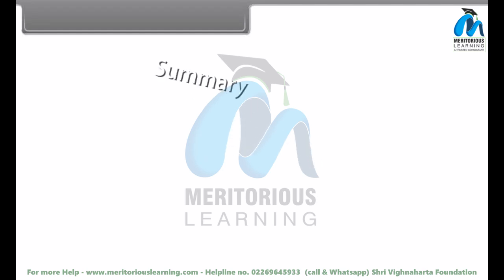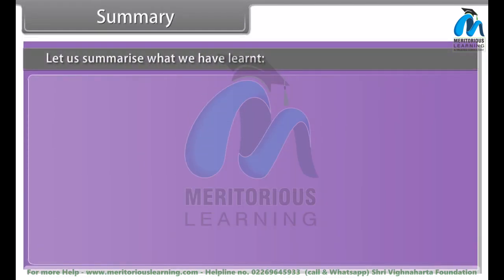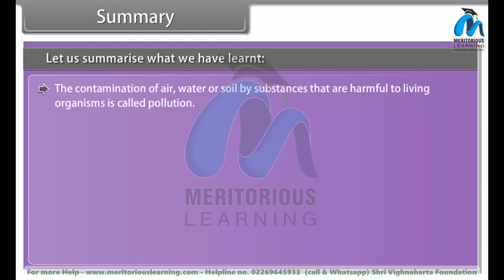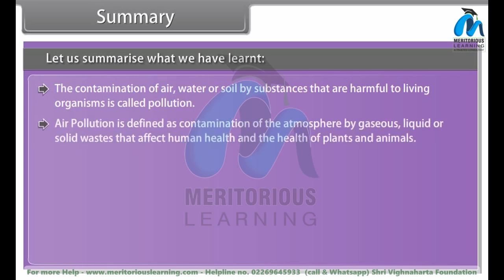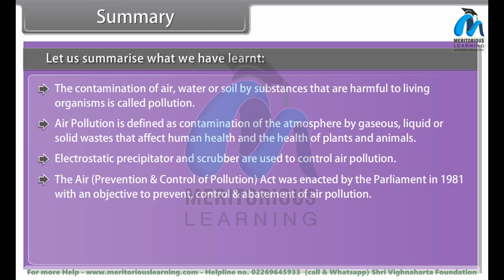Summary. Let us summarize what we have learned. The contamination of air, water or soil by substances that are harmful to living organisms is called pollution. Air pollution is defined as contamination of the atmosphere by gases, liquid or solid wastes that affect human health and the health of plants and animals. Electrostatic precipitator and scrubber are used to control air pollution. The Air Prevention and Control of Pollution Act was enacted by the Parliament in 1981 with an objective to prevent, control and abate air pollution.